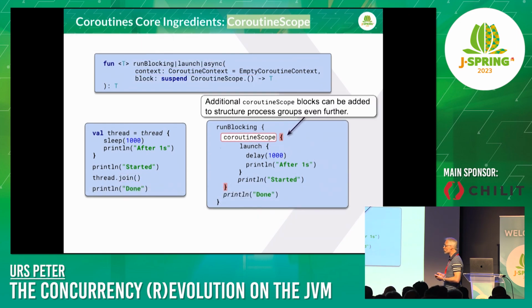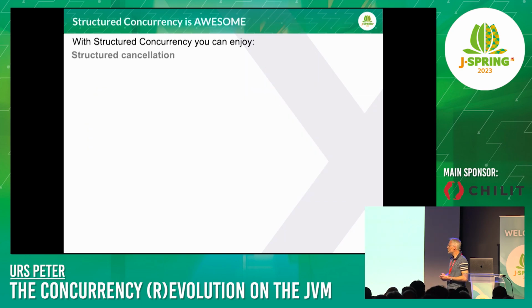I can even add additional structure in my code. I could say, okay, I first have this block before I print done, for instance. So by simply giving structure to my code, I can manage my concurrency. And the beautiful thing about this example is that here, nothing blocks. Nothing. It's only suspend and resume. Structured concurrency is really tremendously powerful, at least in Kotlin.